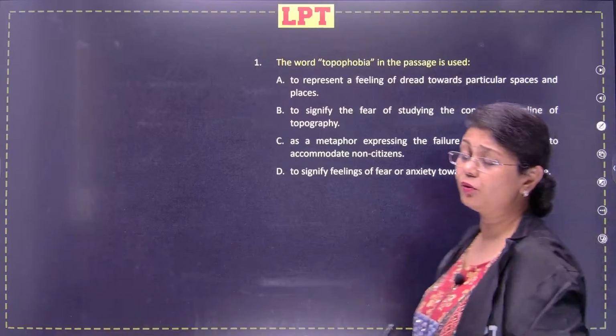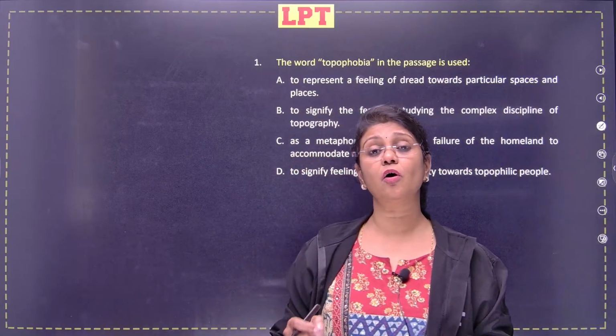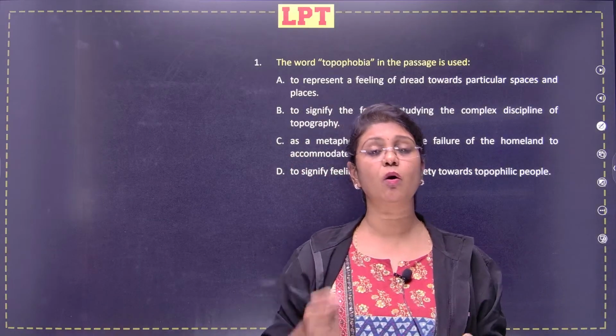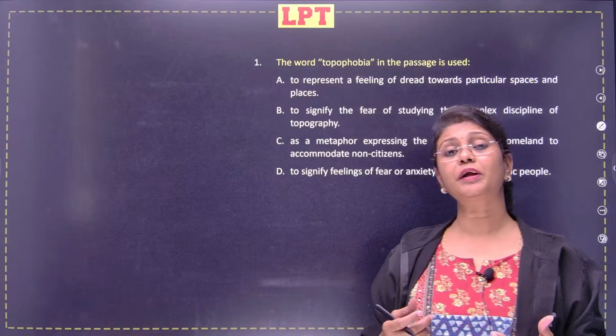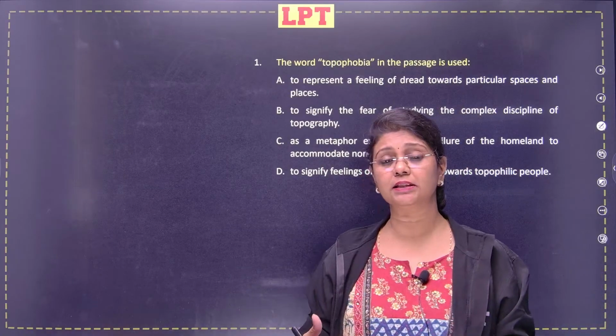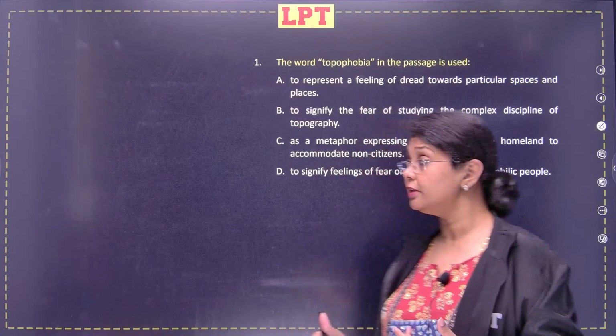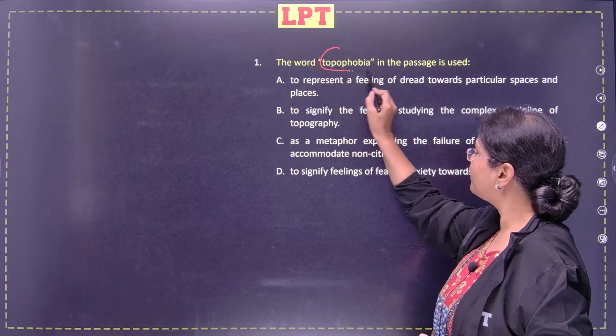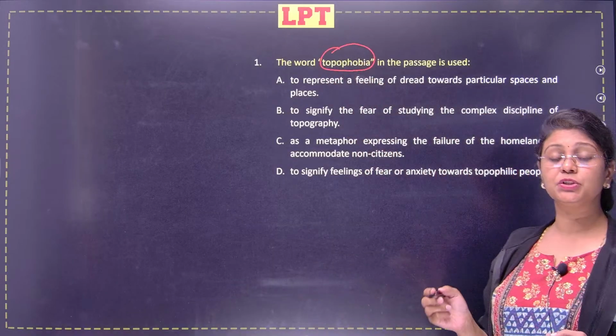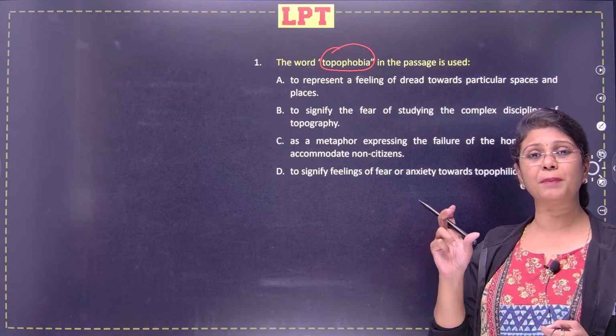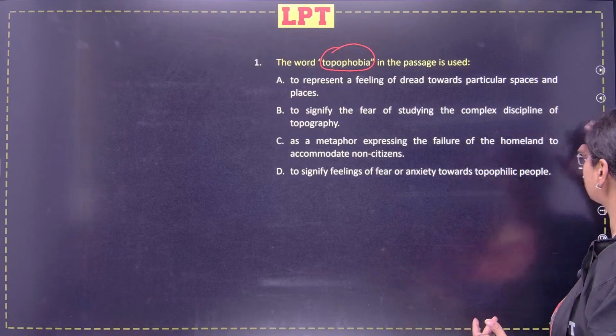All right, guys, so this is a pretty straightforward and easy question. Let's see what the options have to say, and also try to understand where the reference in the passage is from where we derive this answer. It says the word topophobia in the passage is used. Now, if you were to go back to the passage where this word was mentioned, let's go back.